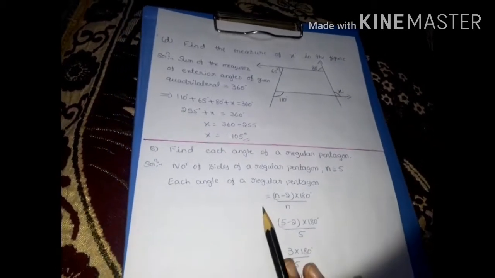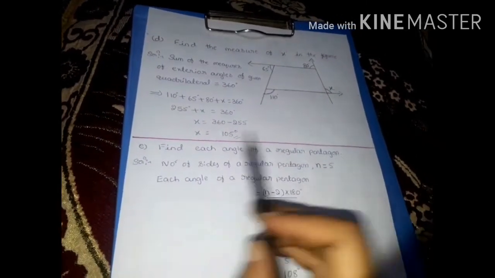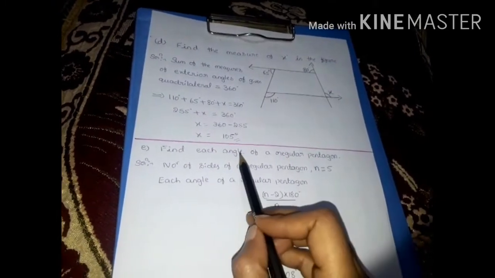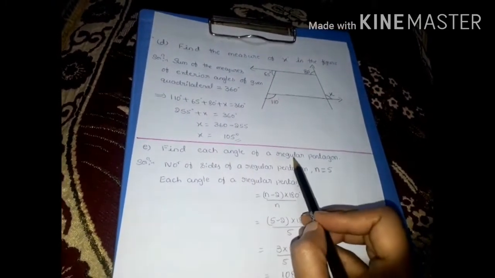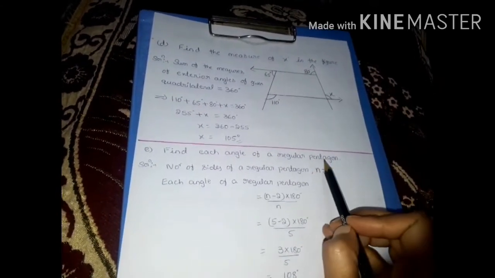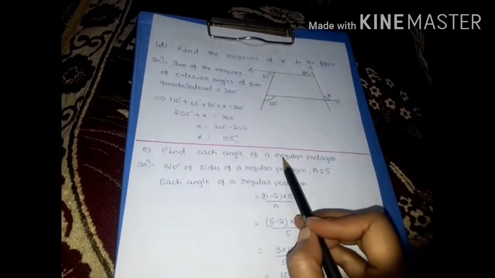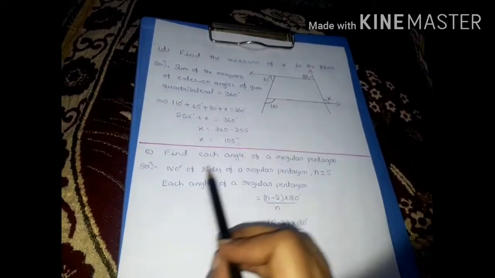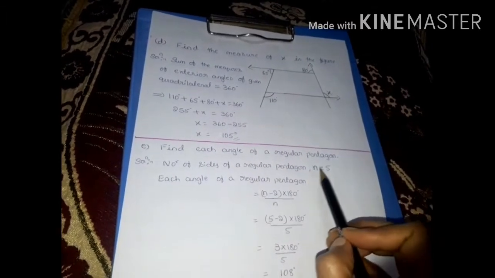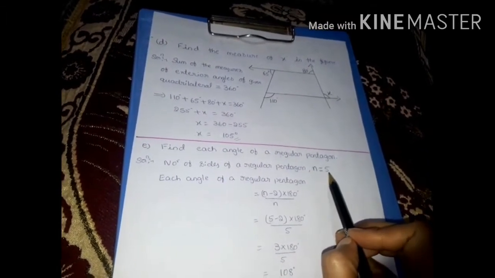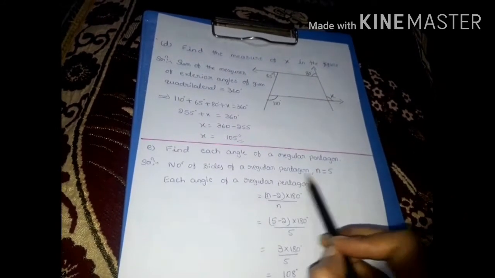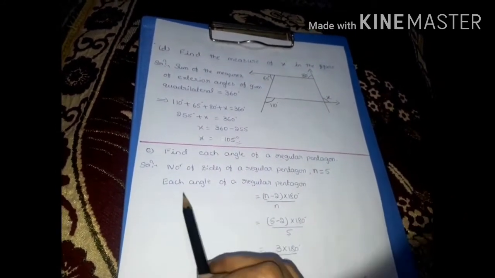Find each angle of a regular pentagon. Each angle is nothing but the interior angle of a regular pentagon. Penta means a polygon having 5 sides. Here they have given a regular pentagon. So in the solution, first write down the number of sides of a regular pentagon: n equals 5. n indicates the number of sides of a regular pentagon, which is equal to 5.